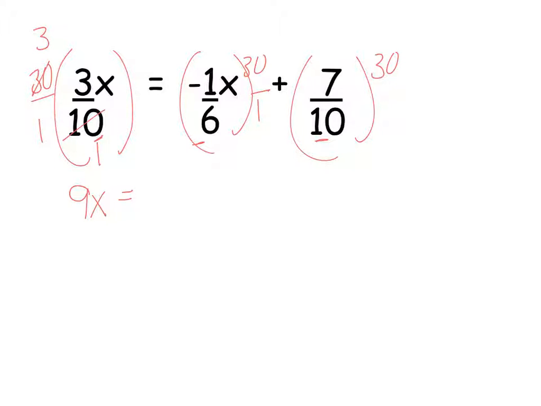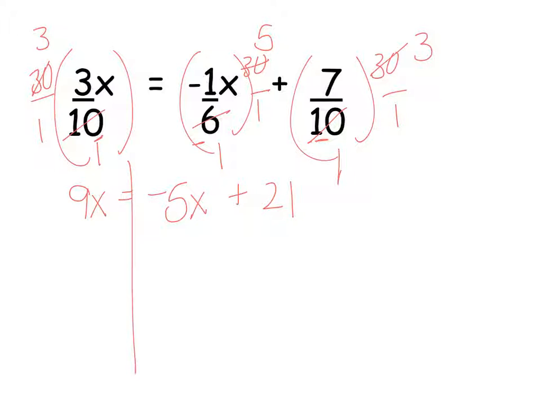Okay, let's move to the term in the middle. 6 goes into 6 once, 6 goes into 30 5 times. 5 times negative 1x is negative 5x. Let's move to the last term. 10 goes into 10 once, 10 goes into 30 3 times. 3 times 7 is 21. So now we're ready to solve. I'm going to move my variables to the left-hand side, so I'm going to add 5x to both sides.